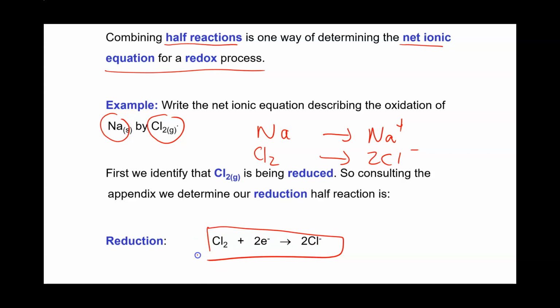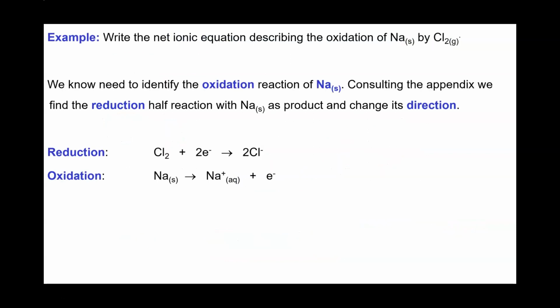Now we are going to have a little bit of difficulty because we're not going to be able to find the oxidation reaction for sodium. What we are going to be looking for is the reduction of sodium ions to sodium, and then we'll flip that. So we need to identify the oxidation reaction of sodium solid, but when you look in the appendix or in the table that's in the chapter, you find that you're not going to find what you want. You're going to have to find the reduction half reaction where the sodium is not the reactant but is actually the product, and then flip its direction.